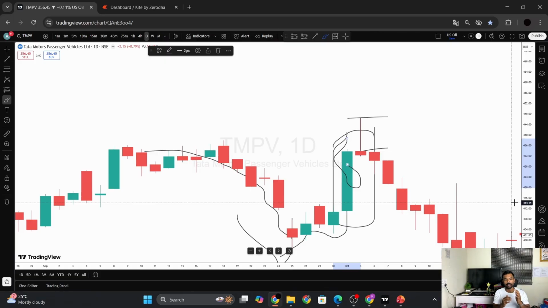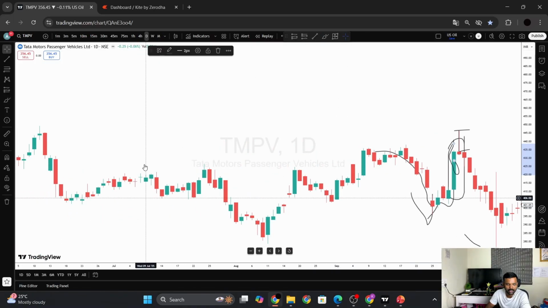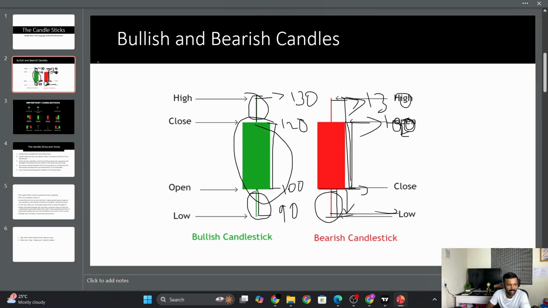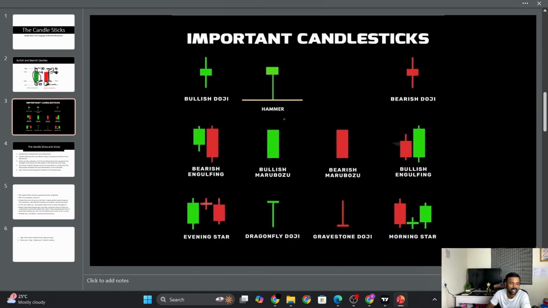So wherever the price goes, that candle will automatically form. So this is how all the candles will form. Now I'll explain what the types of candles are. There are many types of candles. You can see bullish, doji, hammer, bearish, bullish marabozu, bearish marabozu, bullish engulfing, bearish engulfing, evening star, dragonfly, gravestone, morning star. So these are the types of candlesticks.